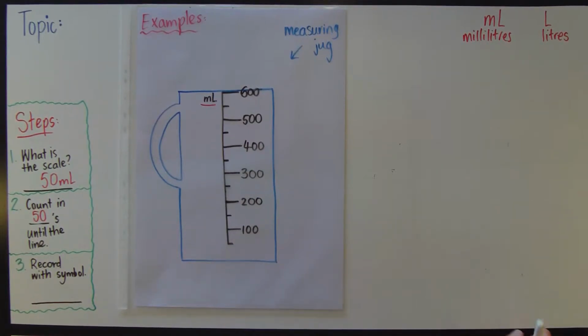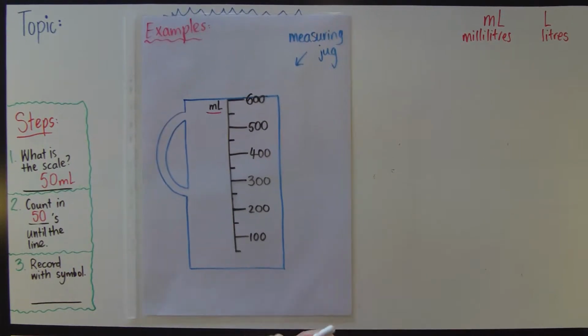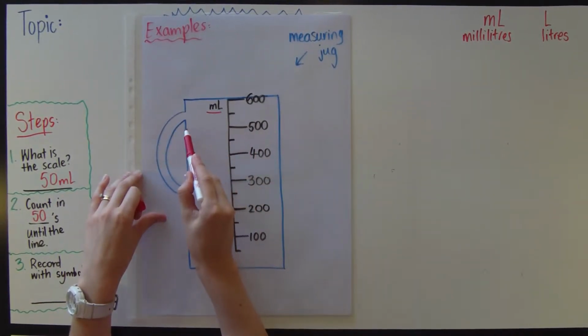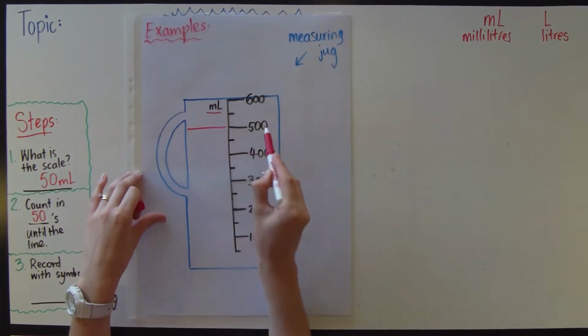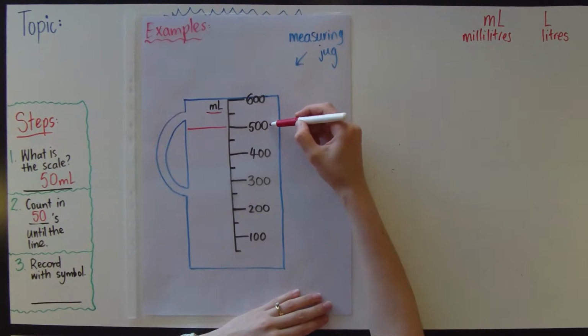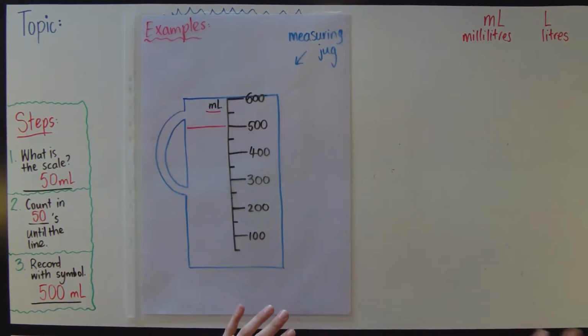So let's look at an example first. Imagine I had poured some water into this measuring jug, and the line of the water reached this one here. It went up to this line here. This shows 500, so it's 500 milliliters. And make sure that when you're recording that anywhere, you record the symbol at the end to show what it is. It's in milliliters.